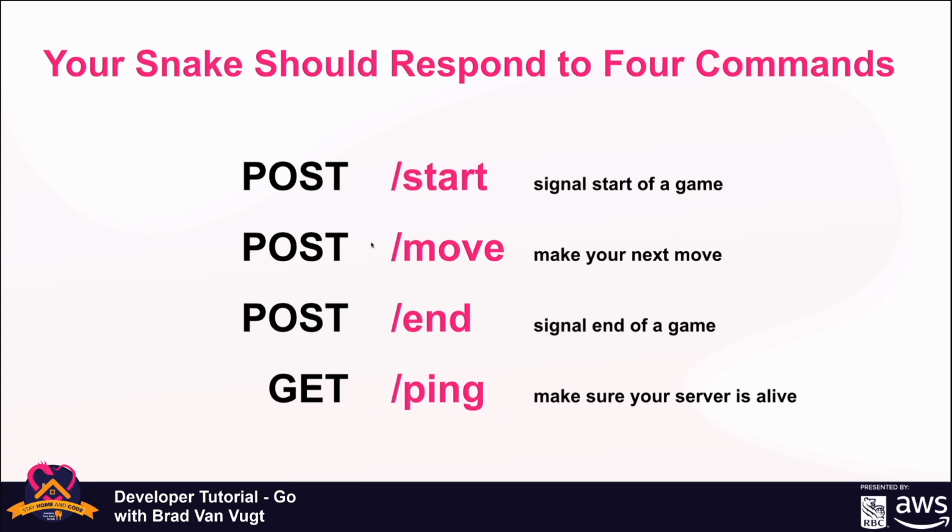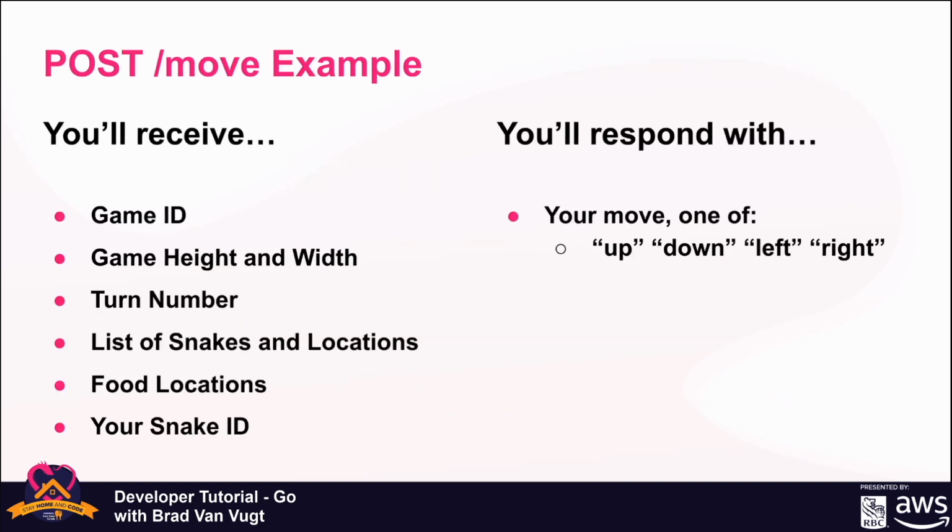The bulk of the game and the bulk of your programming is going to happen in the move command. You're going to receive that command every turn, once for every turn of the game. And so inside that command, you're going to get some information about the board and where the other snakes are and where you are, and you're going to reply with whether you want to move up, down, left, or right. I'll show you an example of that. Here's an example of the move command. On the left is what you'll receive in the command, the information that you'll have to make the decision, and on the right is how you will respond.